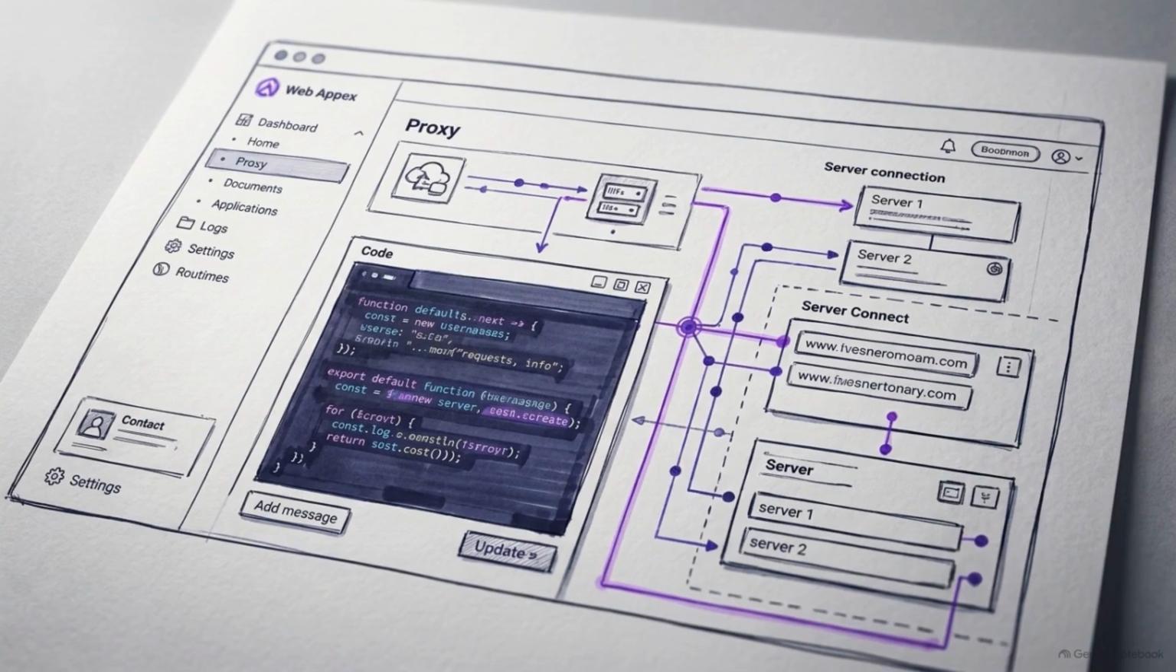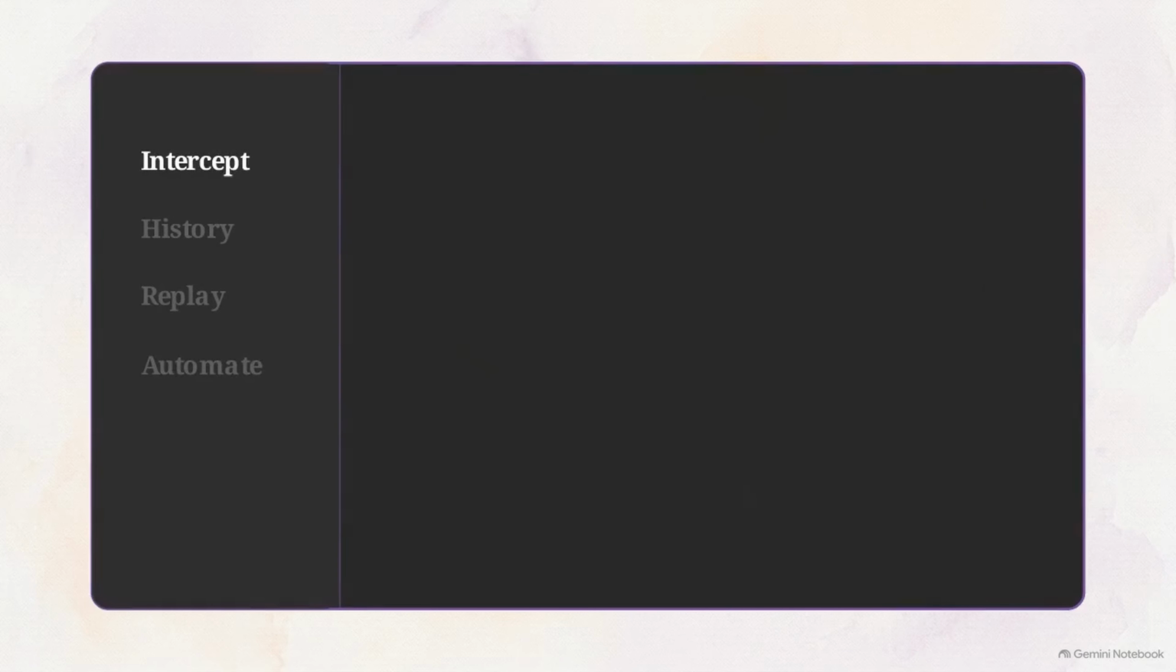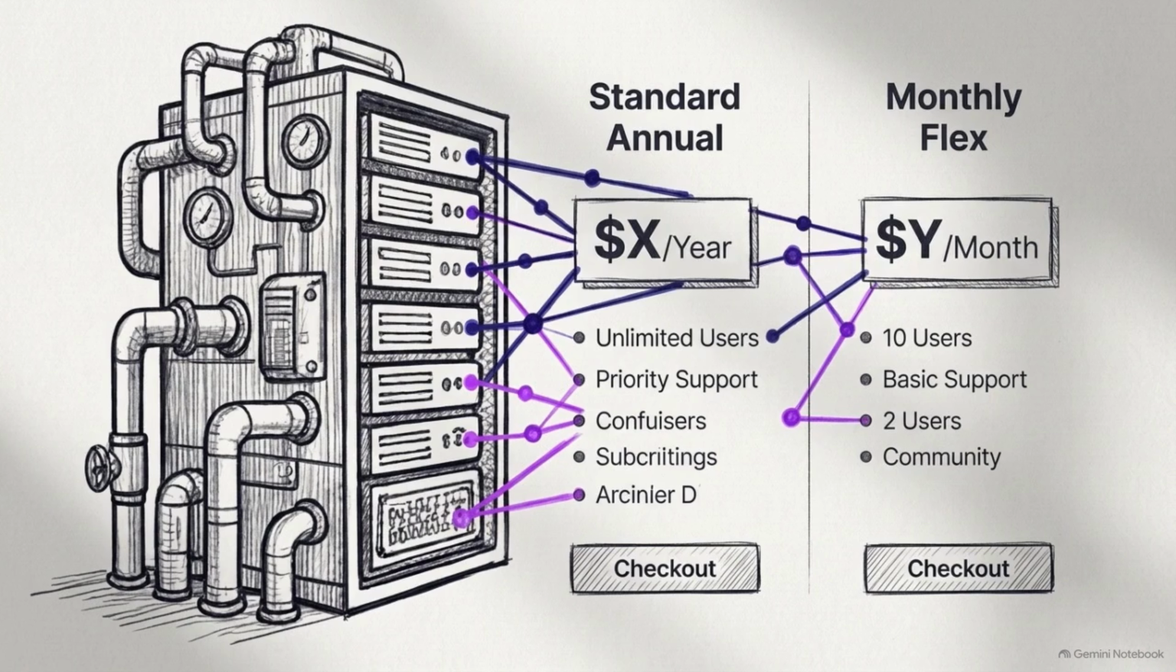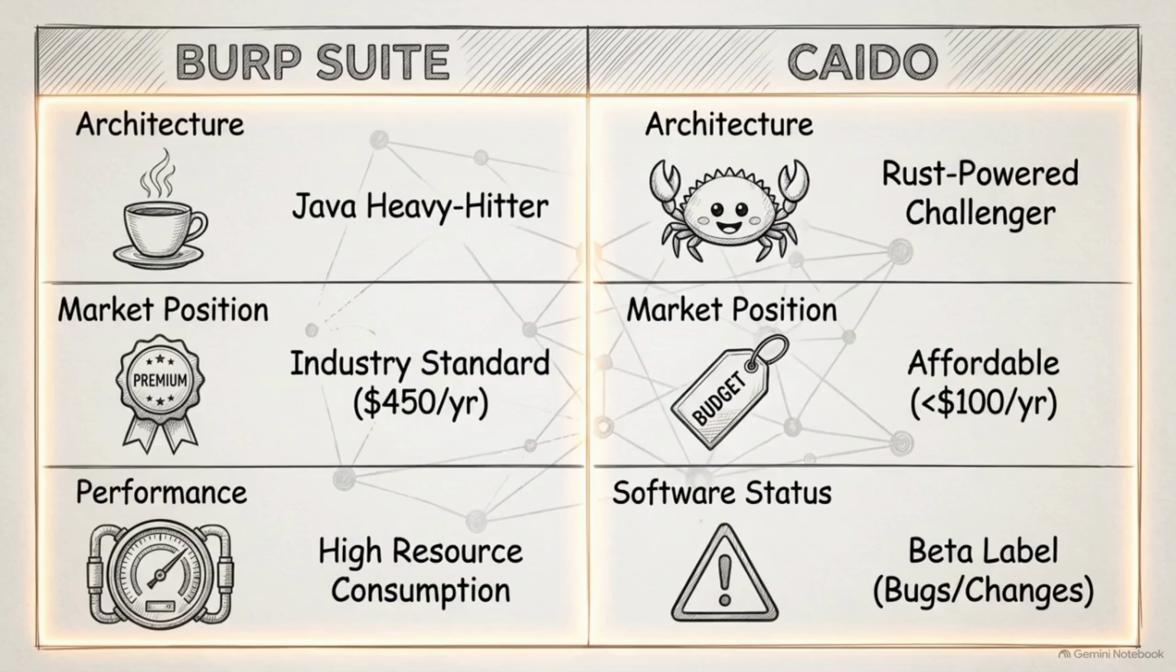Enter Caido. Built from the ground up in Rust, it promises a highly responsive, lightweight alternative. It operates with a modern browser-based interface, feels lightning fast, and offers a much more forgiving subscription model at roughly $100 a year or even a low monthly rate. This gives us a direct matchup. On one side, the Java heavy hitter that defines the industry standard. On the other, the Rust-powered challenger, costing a fraction of the price, but still carrying the beta label.